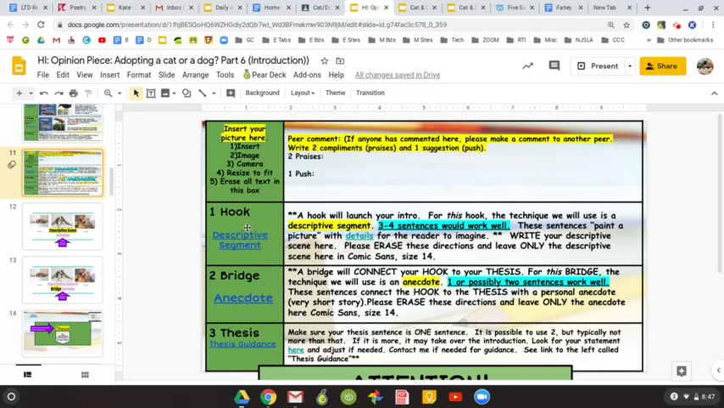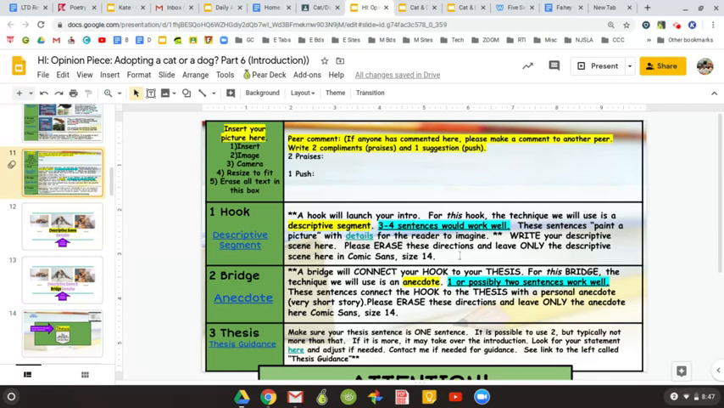Now, for the three parts of the introduction, I want you to make sure that you have each part. The first part is a hook. And there are lots of ways to do hooks, but for this particular hook, we're going to work with a descriptive segment. And that should be written right here in this box.